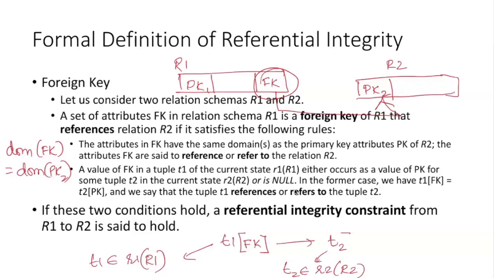So it must appear as one of the values of the primary key of tuple T2, or this foreign key can be null. Okay, so these are the two conditions that it must hold. If both conditions hold, then we say that there is a referential integrity constraint from R1 to R2. Okay, so this is the formal definition.